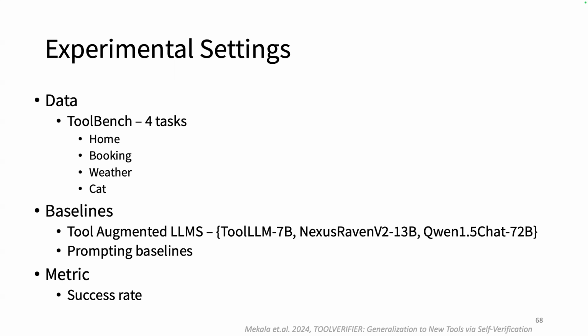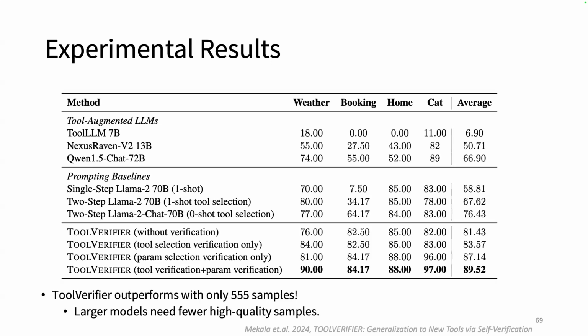And as baselines, we consider tool augmented LLMs, the tool LLMs back then, like Qwen 1.5 chat 72B, Nexus Raven, and ToolLLM, and we also consider the prompting baselines. When we use success rate as a metric, success rate is simply: you hit the API call from both the predicted API call and the ground truth API call, and you get the response, and you do the exact match of these responses. Okay, so these are the experimental results.